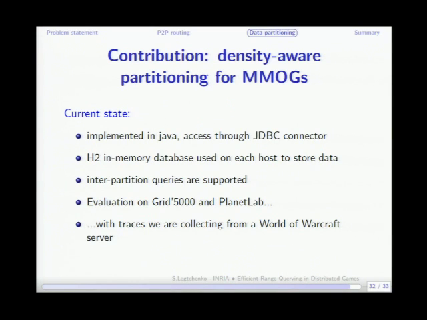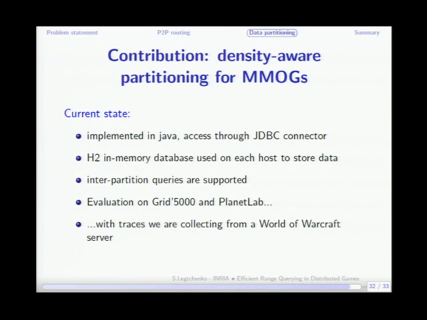So this is ongoing work. We don't have any results yet, but we have a prototype, which is basically a distributed in-memory database written in Java. It can be accessed through a JDBC connector. On each server, we have an H2 in-memory database that is used to provide consistency to the range queries. We also have inter-partition queries, which are also kept consistent.